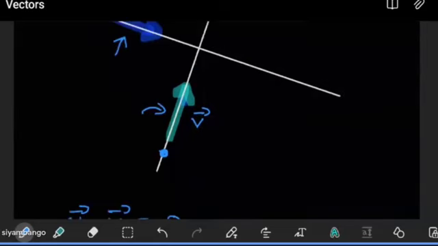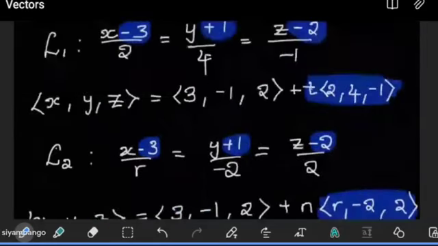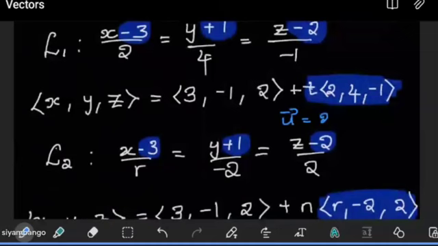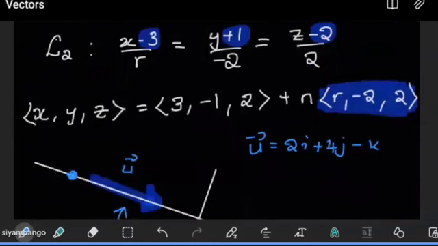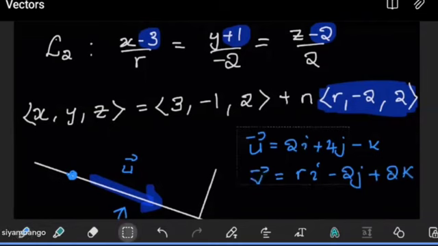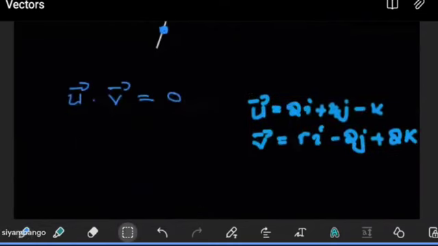But what is our u? What is our v? We can take u to be coming from line 1, and u here can be taken as the vector 2i, and then we have, let me write it somewhere I can easily get it. So I can take u to be equal to 2i plus 4j minus k. That is our u. Then we can take v to be coming from line 2. So v becomes ri minus 2j, and then we have plus 2k. Have you seen that? Yeah. So we'll just dot these two and equate them to 0.